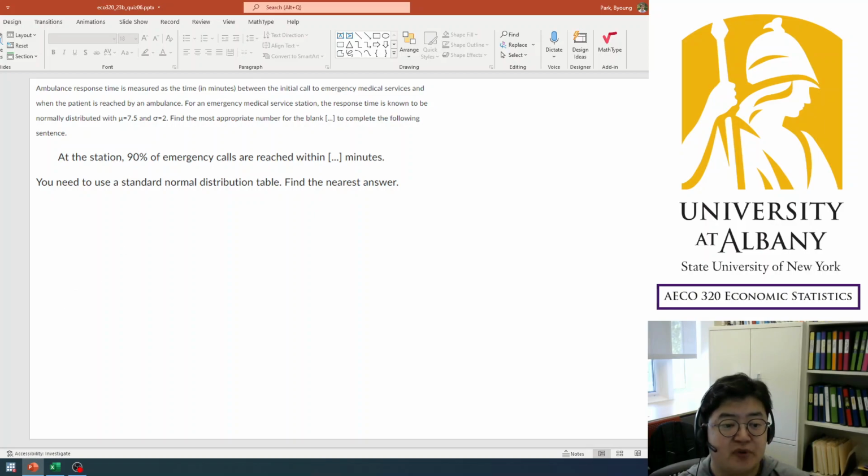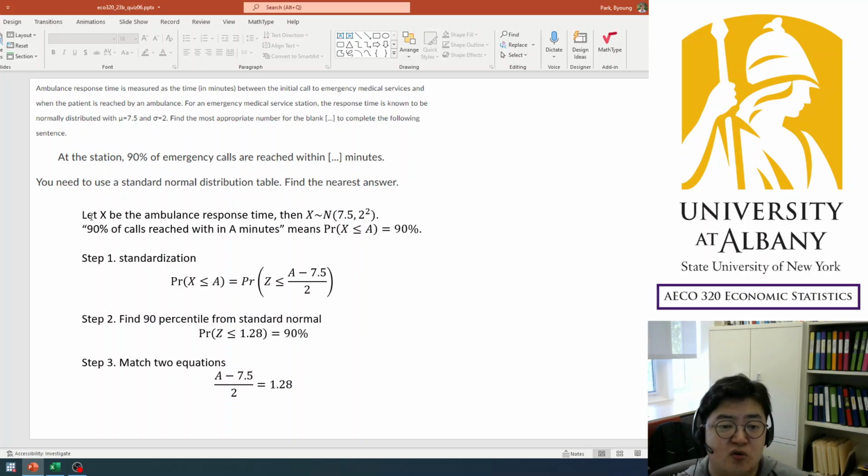This is about percentile. We define x as the response time, and it is normally distributed. The information we have is 90% of calls are reached within A minutes. A is the unknown we are looking for. We can write that as the probability that response time is less than A minutes is 90%, right? So response time is less than A minutes with probability 90%, and what is A? That is the number to be in the blank.